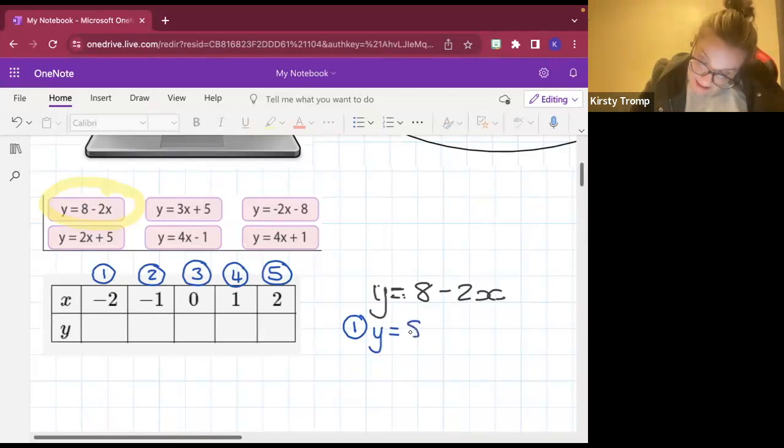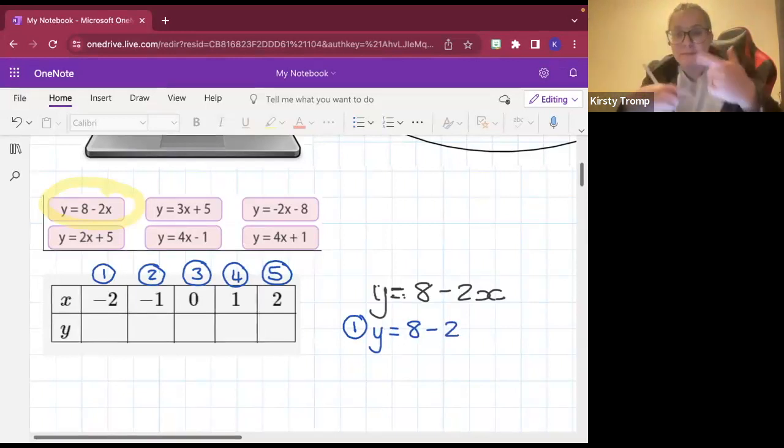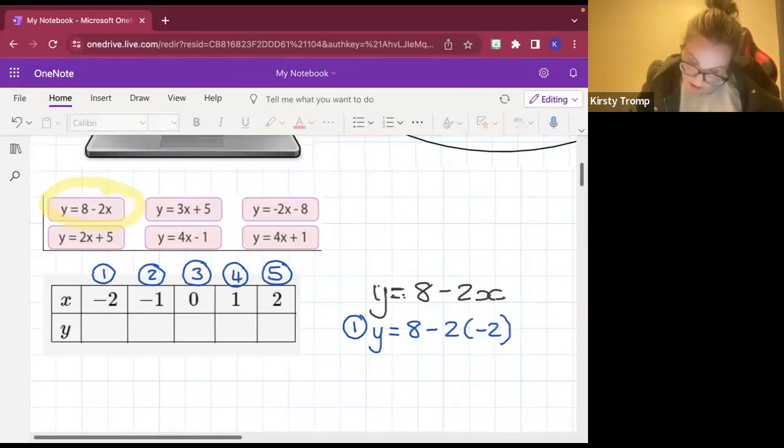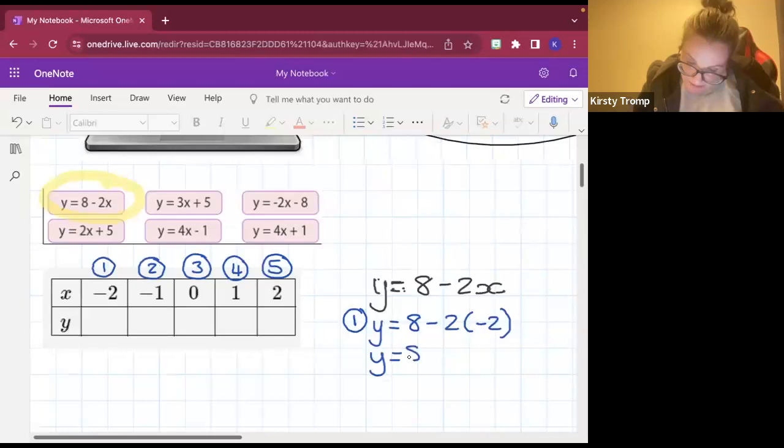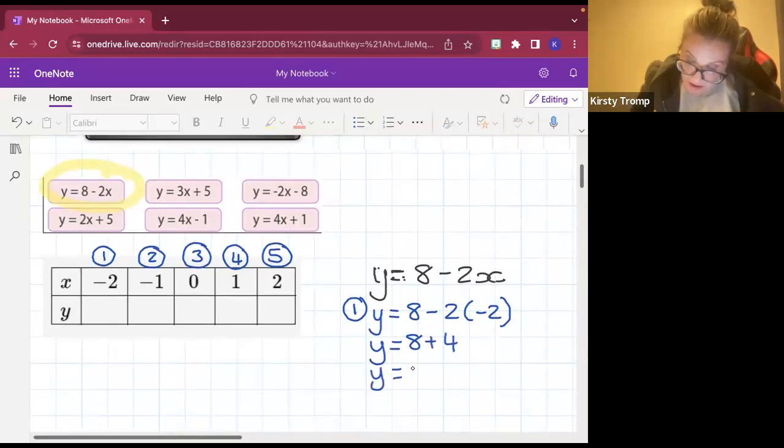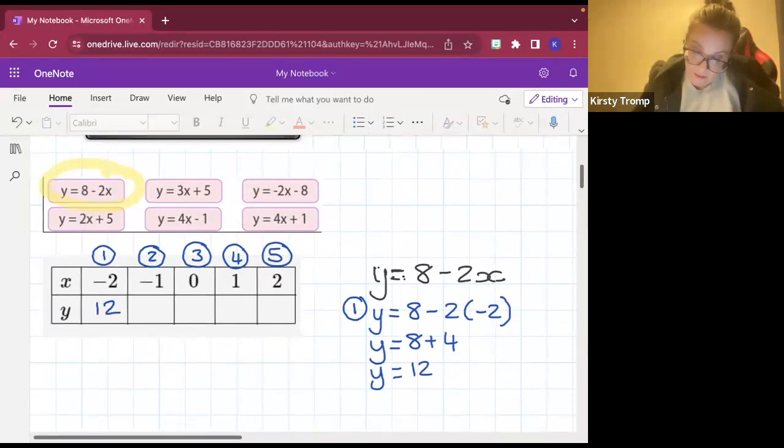So I'm going to have 8 minus 2, and instead of seeing x, I'm going to substitute the x value for -2. So I'm going to have y is equal to 8. Now I must remember, guys, that I'm saying -2 times -2. So negative times negative gives me a positive, and 2 times 2 gives me 4. And so y is going to give me 12. Okay, right, so that was equation number 1.